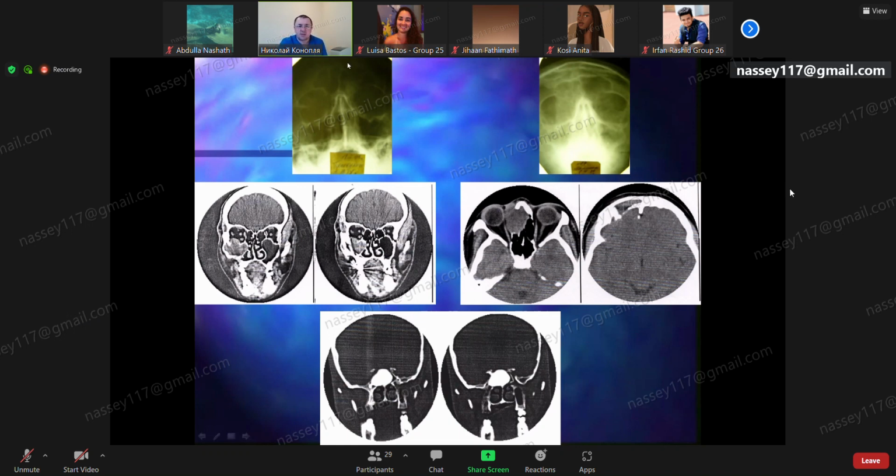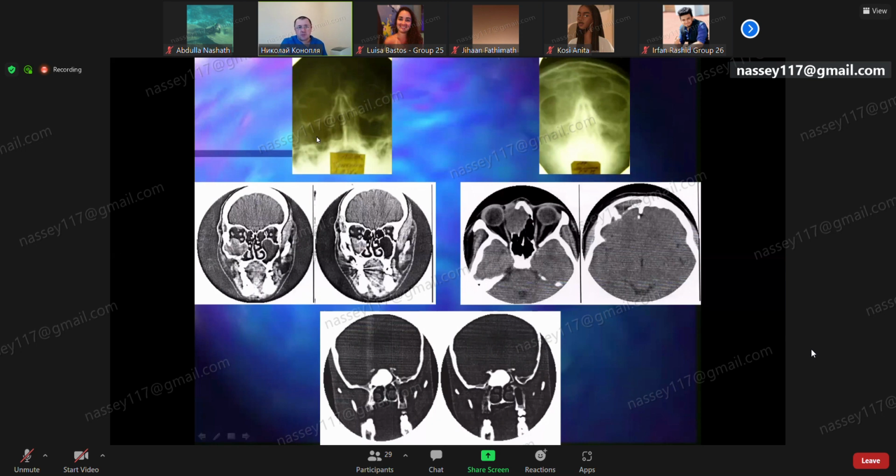First picture. This is an X-ray of the paranasal sinuses. I will remind you, normally, what can we see? We can see the orbits, both sides. We can see the nasal cavity. Maxillary sinuses, both sides. Frontal sinuses, both sides. Partially ethmoidal cells, but not clear.